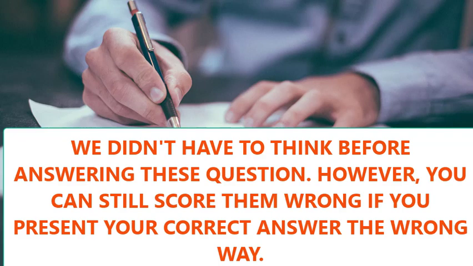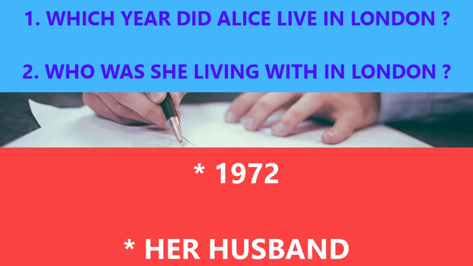But that is not all. You can still score them wrong if you present the correct answer in the wrong way. Answers like 1972 and her husband will be marked wrong since they do not make a complete sentence and hence do not express a complete thought.